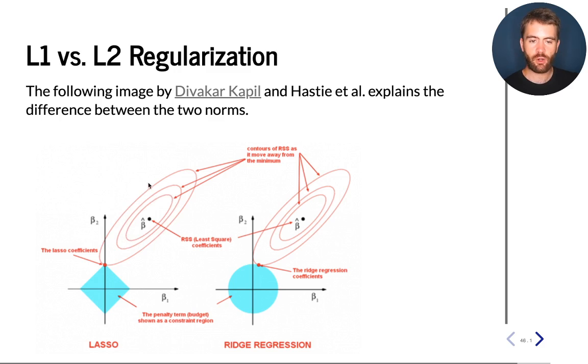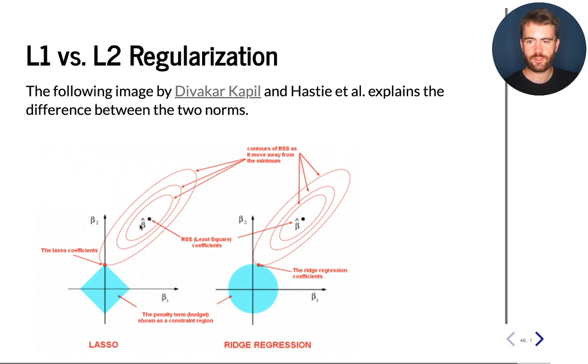So this outer ellipse is the set of values of beta that all have the same mean squared error. And the axes here are beta 1 and beta 2, so we assume that beta is a vector with two components. We're solving a two-dimensional regression problem, and so we can put these dimensions along the x and y axis.